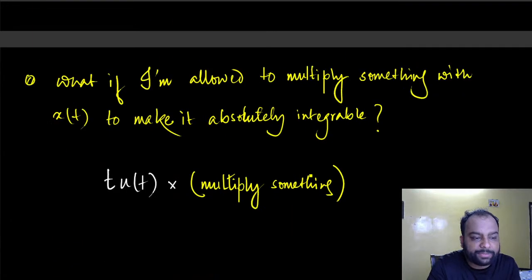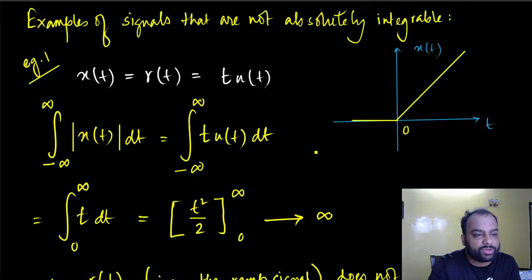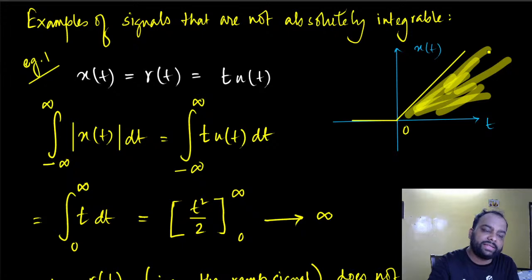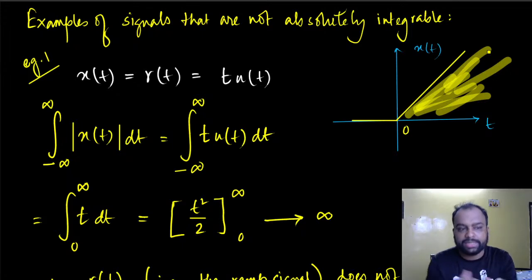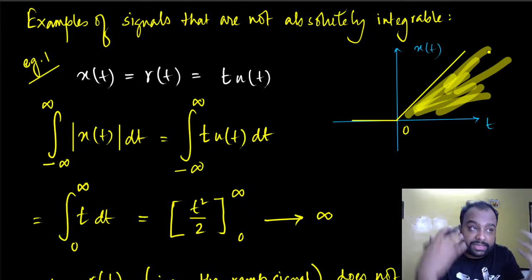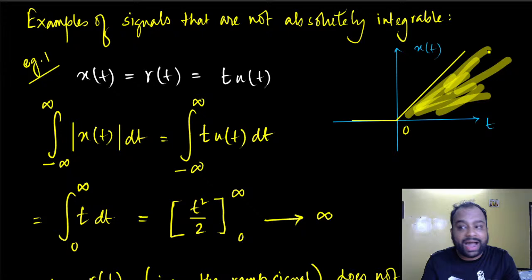What about the ramp? I have the same problem essentially. As I go along in this direction, the total area under the curve is infinite. You get the point. So I have to come up with a way of multiplying something with the original signal such that this turns into a signal that has a finite total area under it. Do you understand my point?